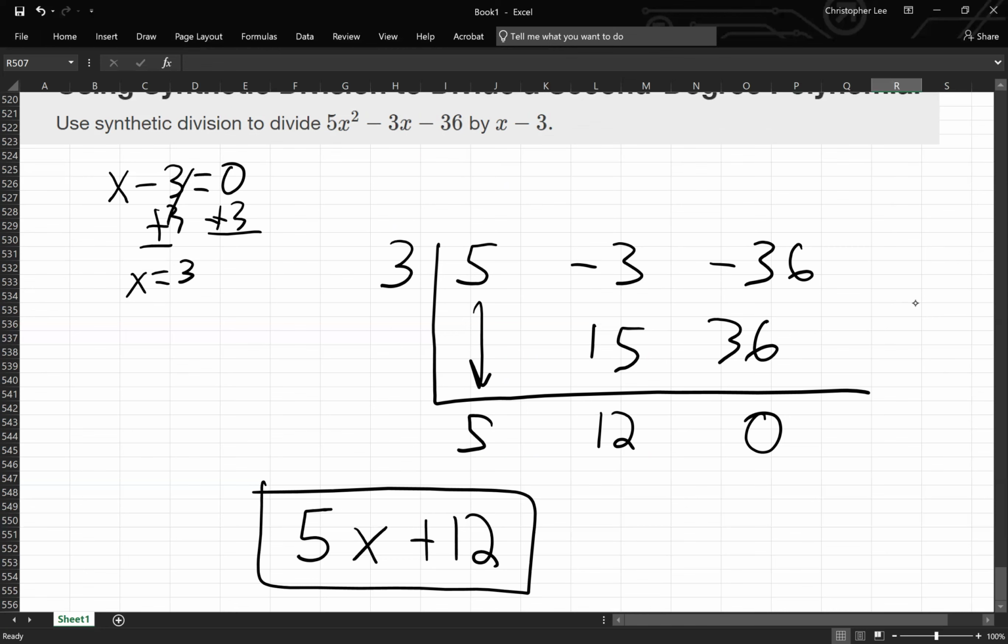It was given 5x squared. That's the coefficient of x squared. You just bring it down. That's always step 1. Bring that down. And then 3 times 5, 15. And then you add them together. Negative 3 plus 15 is 12. Then 3 times 12, 36. Then you add it. Negative 36 plus 36, 0. So that last number you got is always going to be your remainder.